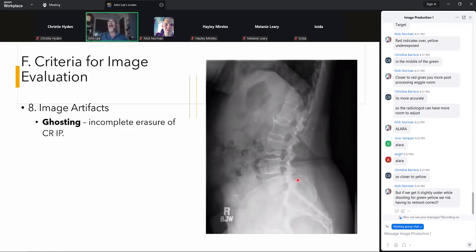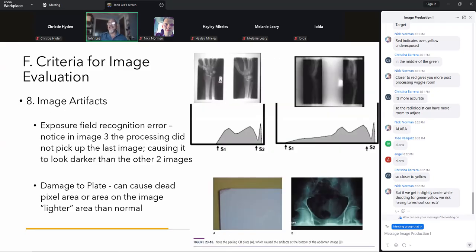Artifacts, CR. This is a CR artifact, the ghosting here, where you have another L spine. Looks like there's a marker here as well. So we've got an image on top of an image. Ghosting is a result of an improper erasure of a CR plate. Okay, it went through the reader, we got the image, but when it went to reset the image with the bright white light, all of the energy didn't get taken out of it and removed, and it remained for the next image. Not quite the same as a double exposure.